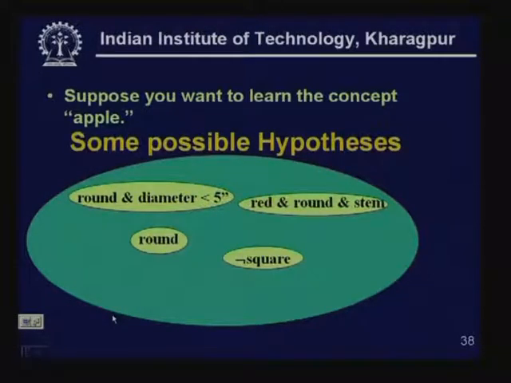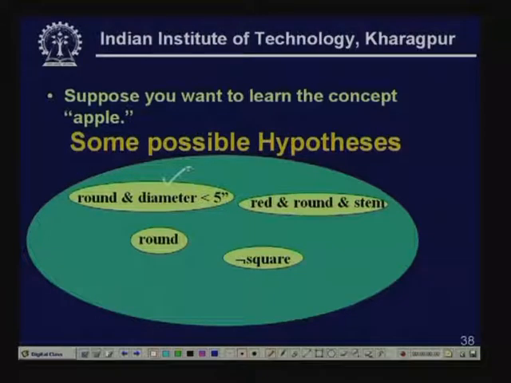Now, suppose you want to learn the concept apple, and this is an example of a hypothesis space, and you have a hypothesis here like round and diameter less than 5 degree, red and round and has stem, not a square, round. So, these are some hypotheses which are there in the hypothesis space, and we want to select the best of these hypotheses.